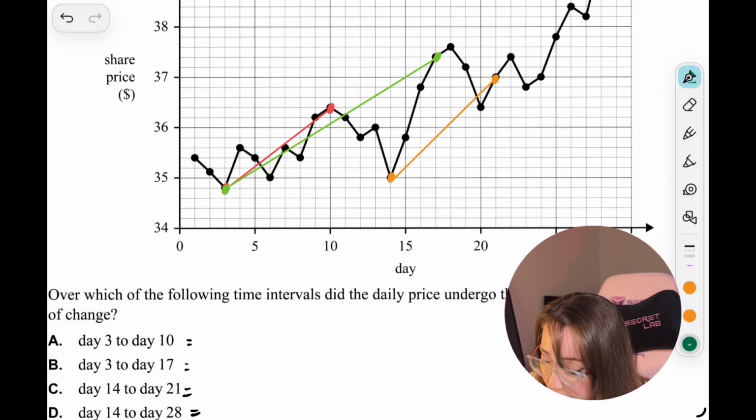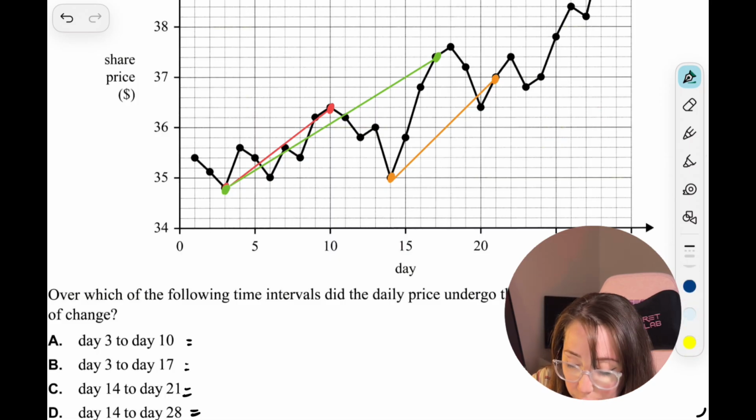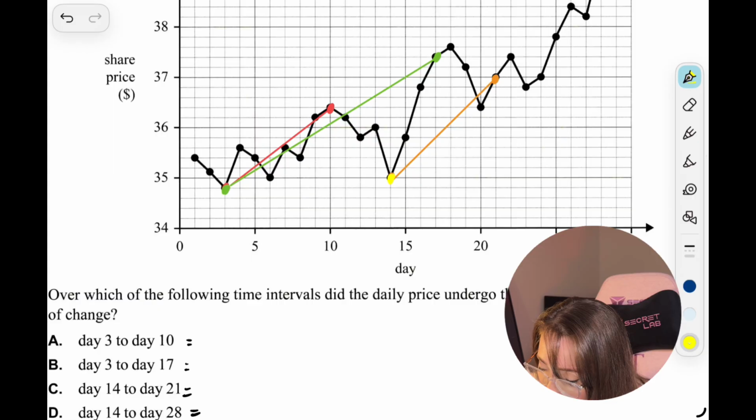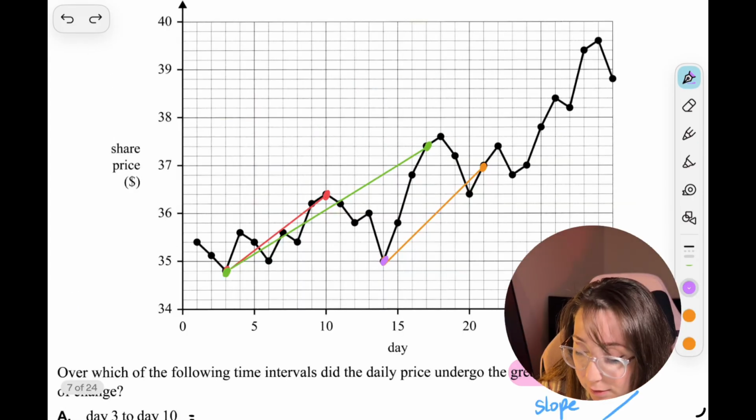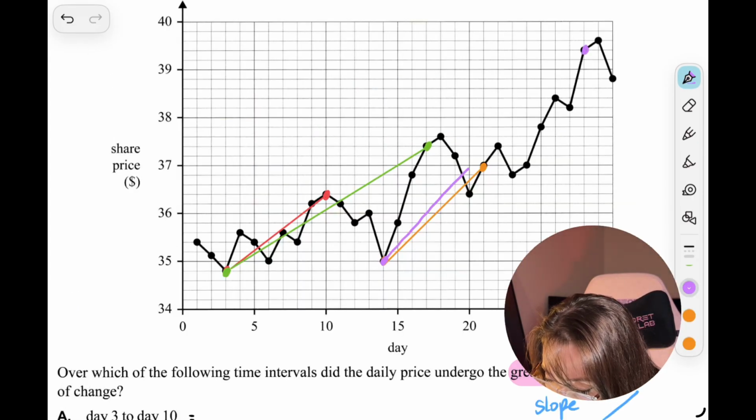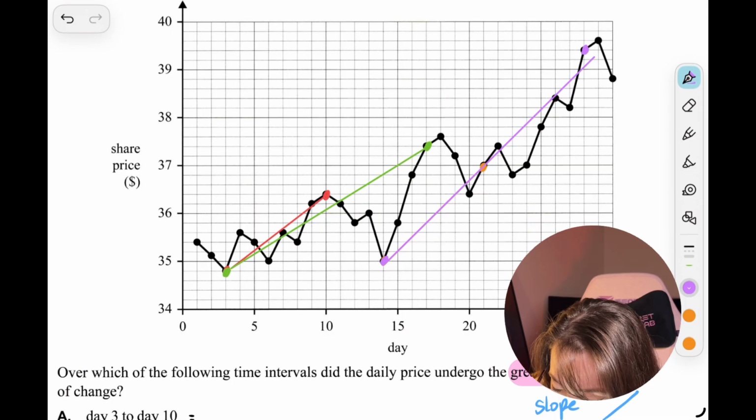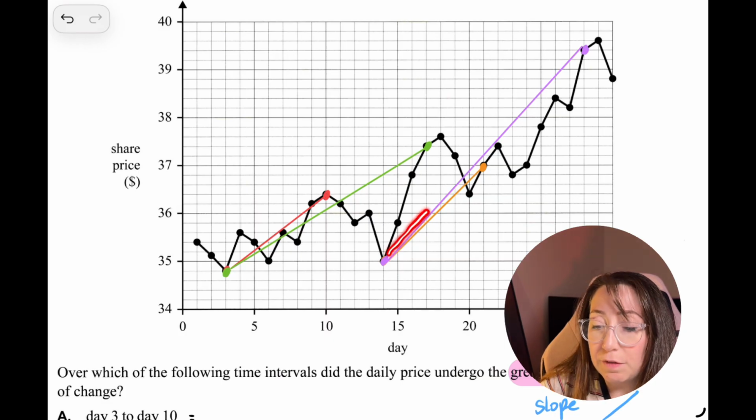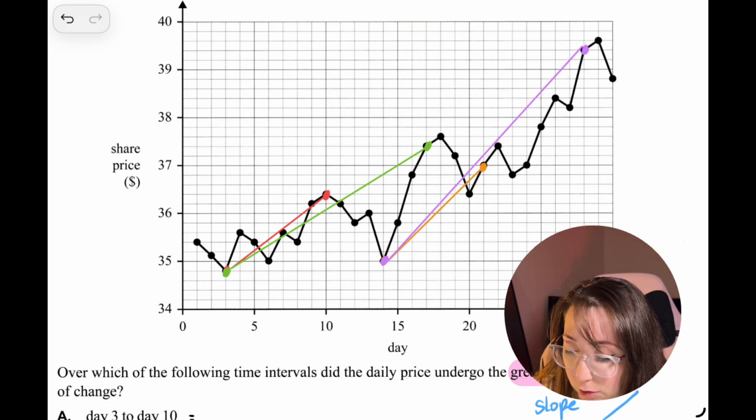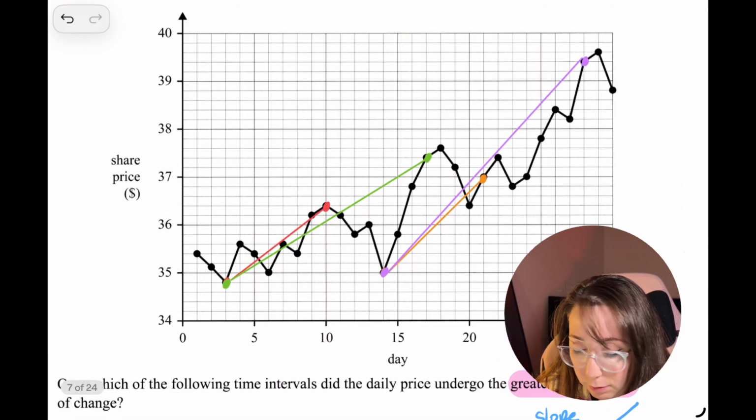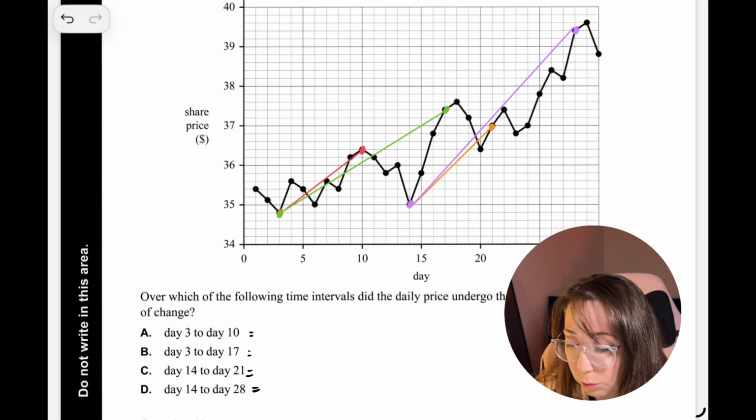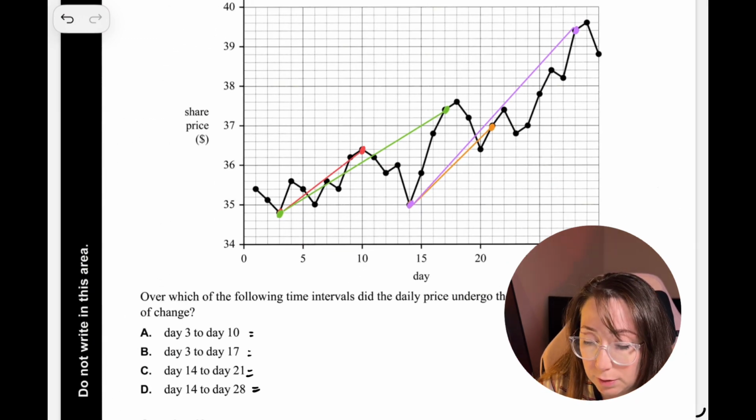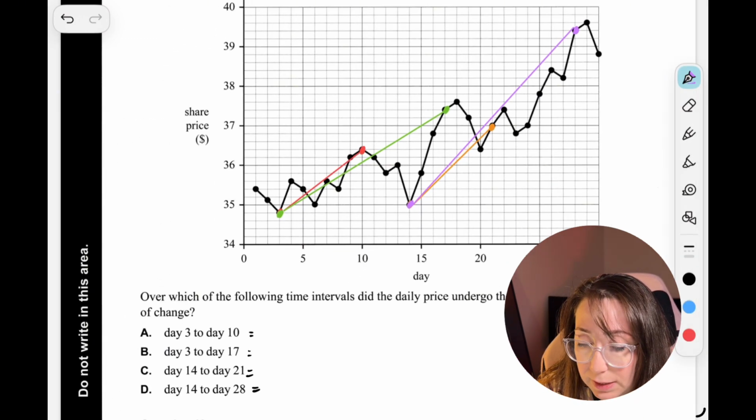And then one more color, day 14 to 28. Oh, that yellow is not very good. Let's try a different color. To day 28, so that's going to be 6, 7, 8 up here. I'm just going to draw a straight line to it. So we can visually see that the line is going to be the steepest from day 14 to day 28. It's the steepest out of the 4 options. So the answer to this should be D.